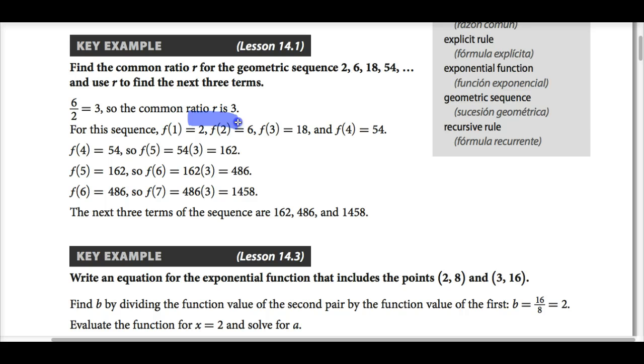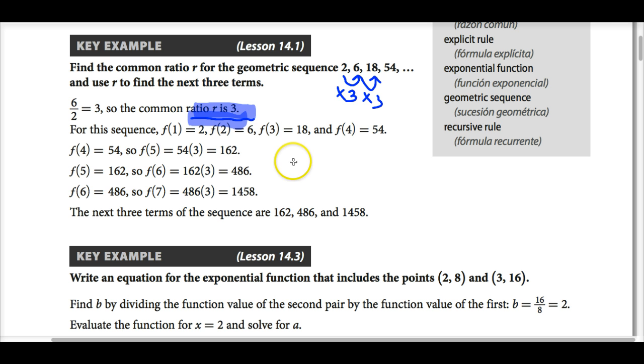Well, your answer, common ratio, R is 3. And then what are the next three numbers? Well, you have to keep multiplying. What did you have to multiply to go from 2 to 6? Well, 3. From 6 to 18, 3. So that's why your common ratio is 3.